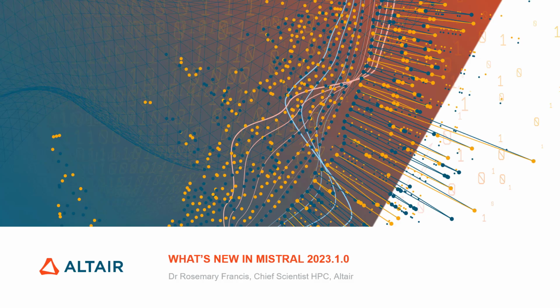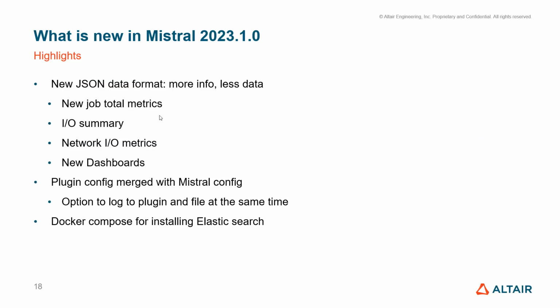In this video, we're going to talk about what's new in Mistral 2023.1.0. This video assumes that you are already familiar with older versions of Mistral. The biggest change is that we have a new JSON data format for the output. That will largely be hidden from you because the data is automatically written to the database.